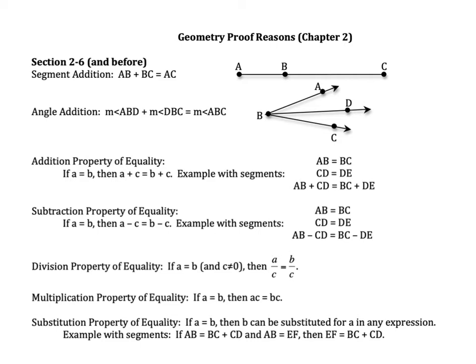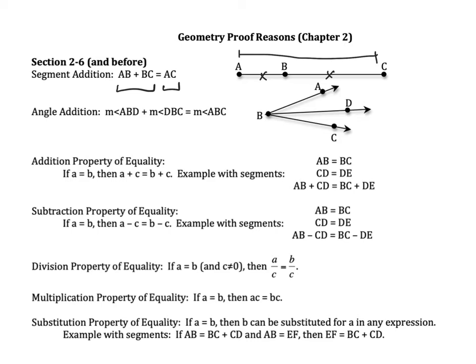Now, the way you recognize segment addition is it's two segments make a big segment. So two segments make a big segment. When you look at the picture, I'm adding AB and BC to get AC. So two segments make a big segment.